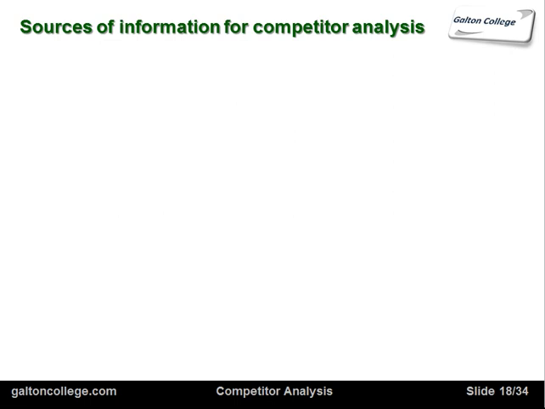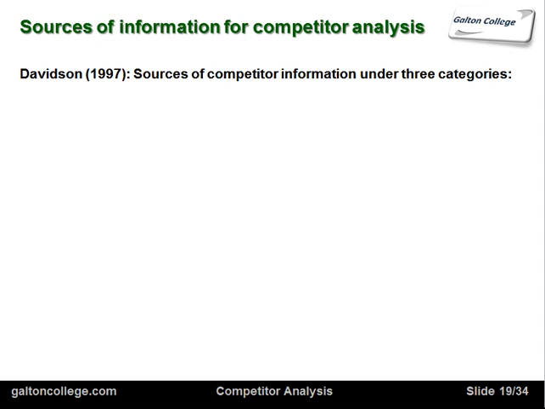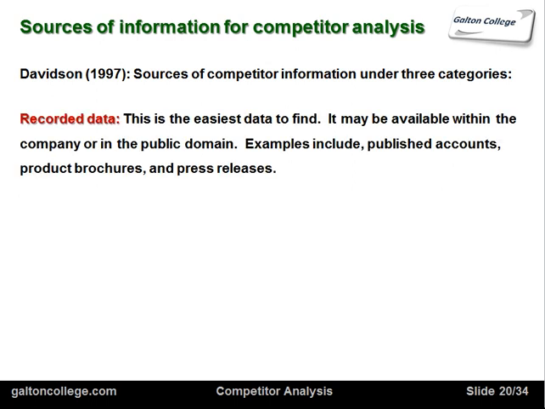Now the sources of information that may be used in competitor analysis. Davidson, a writer in the area, sources the information under three categories. First of all, we have recorded data. This is the easiest to find. It's available within the company or even in the public domain. It could be published accounts or product brochures or press releases. So it's what's generally available.